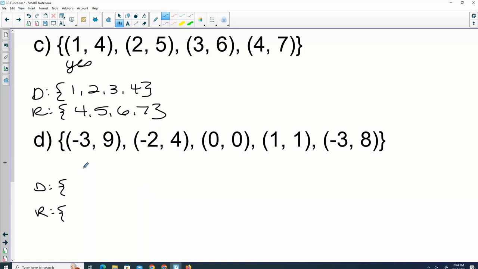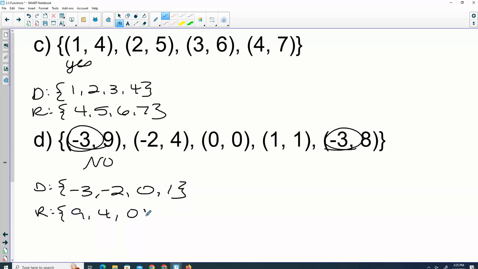And D. That one is not because we used the -3 twice. So we can still do domain and range. Domain: -3, -2, 0, and 1. Range: 9, 4, 0, 1, and 8, but you can put those in order, that's fine. Alright, are we okay if it's listed out like that? A table, mapping, sets of ordered pairs.